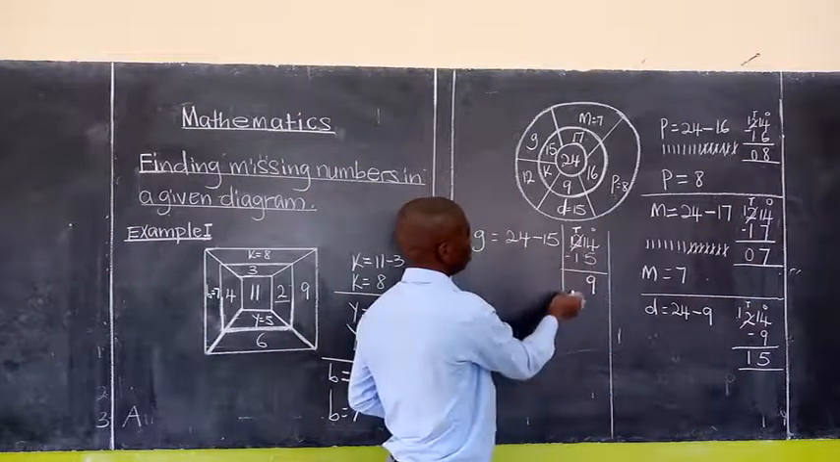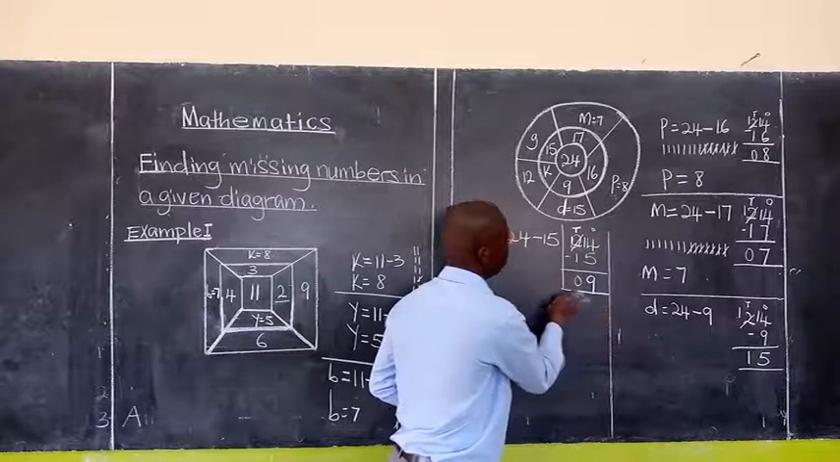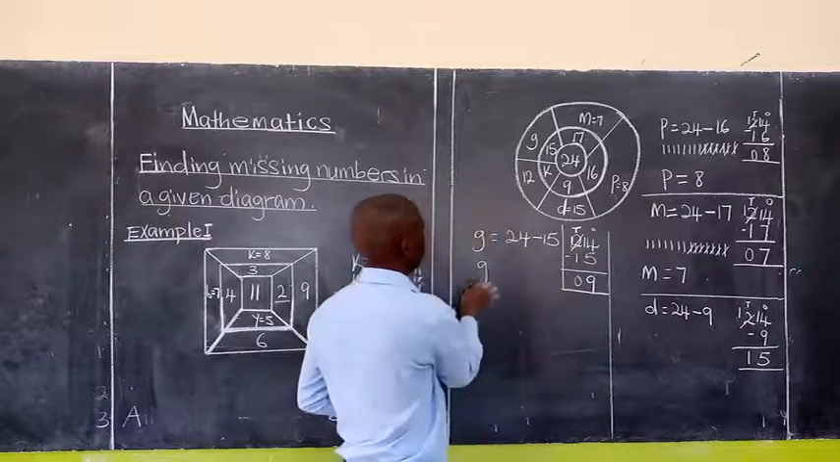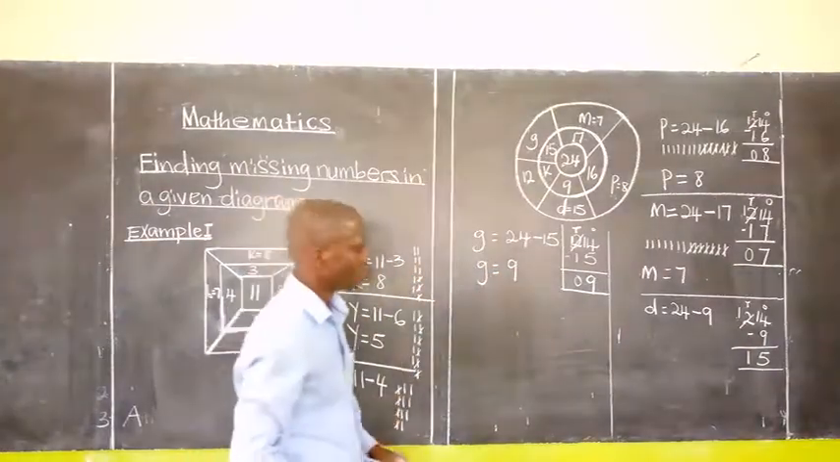1 minus nothing, the answer is 0. So 0 is nothing. And our G is 9.